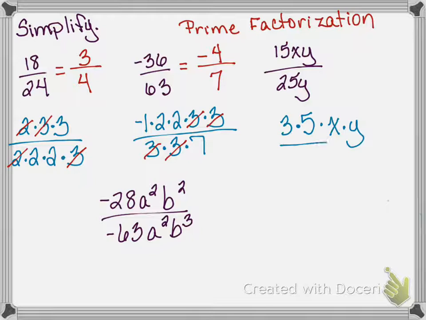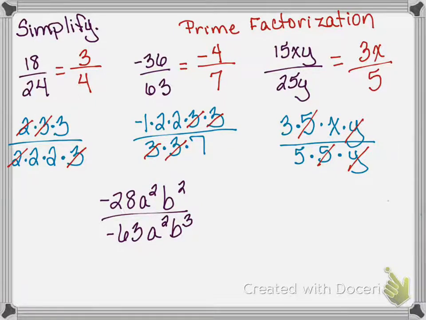Now, 25. What does 25 break down to? 5 and 5. Then I've got a y. Okay? And the y's cancel. And then one of the 5's cancel. So what am I left with on top? 3 times x over 5. You are correct. 3 times x over 5. And again, students sometimes just focus on the numbers and then they don't want to know what to do with the variables. Especially once we start having variables that are squared and cubed and raised to higher powers.